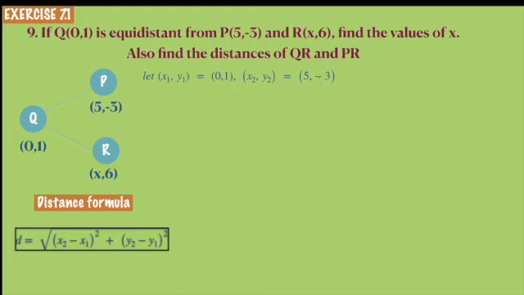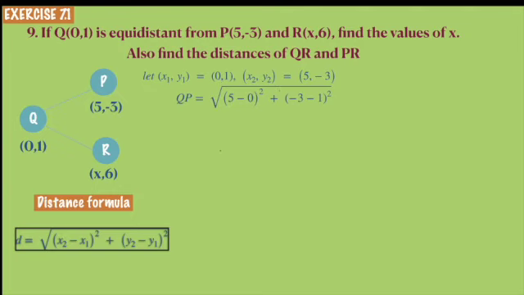Now, using this data, by applying the distance formula, I find the distance of QP. Therefore, QP is equal to square root of (x2 minus x1) whole square plus (y2 minus y1) whole square. y2 is minus 3, minus y1 which is 1, whole square.